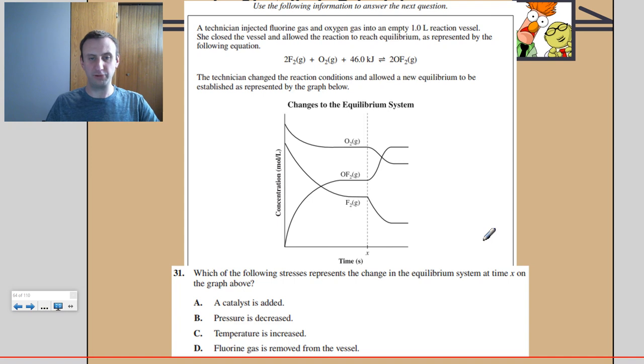So here's another one. Which of the following stresses represent the change in equilibrium at time x on the graph above? So what was done based on what we're seeing for all of these different chemicals? And the fact, again, that we're seeing a kind of gradual shift for everything means that we had a temperature change. If everything changed all at once in one direction, I could think of volume, but that's not happening here. F2 gas is going down. OF2 is going up, so this is a right shift, which means that I increased temperature. So the answer on this one is C.